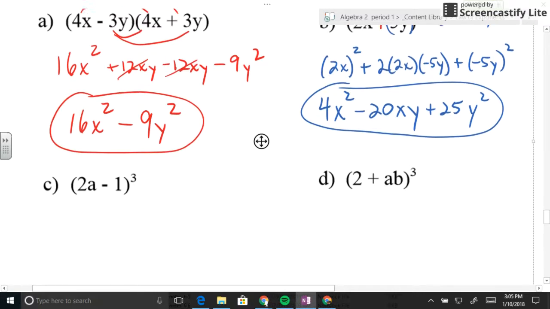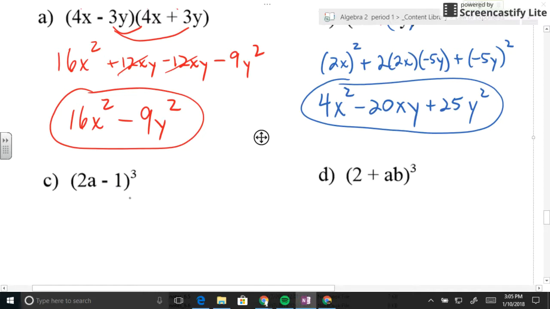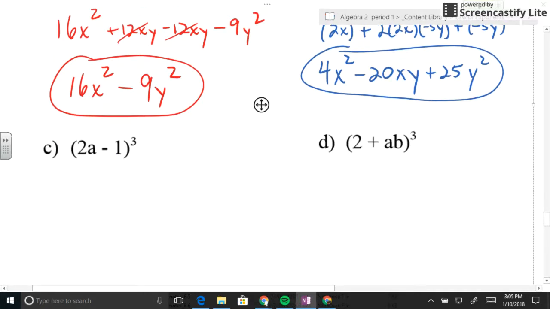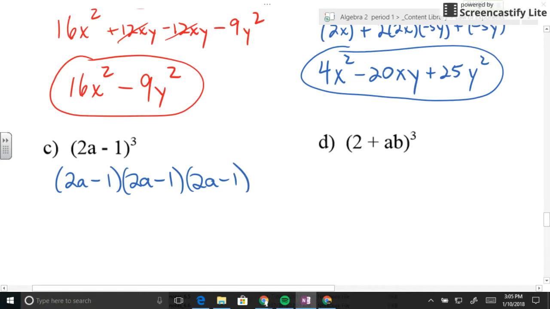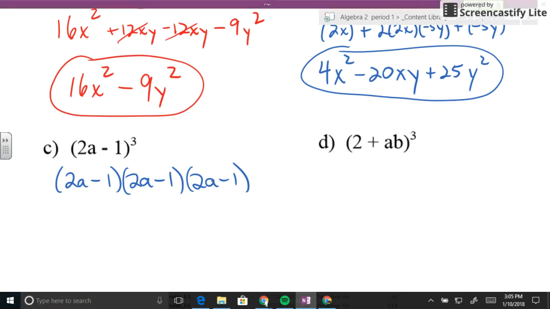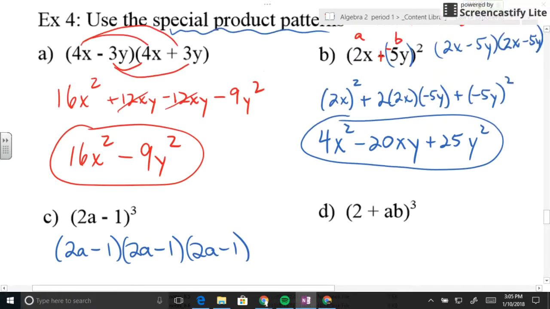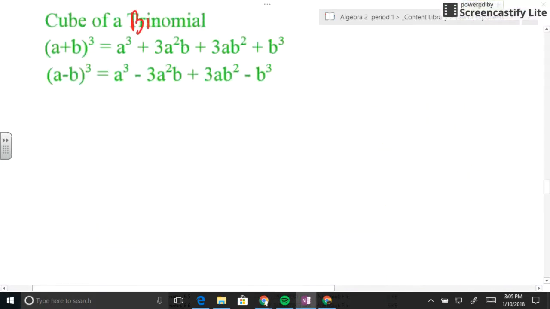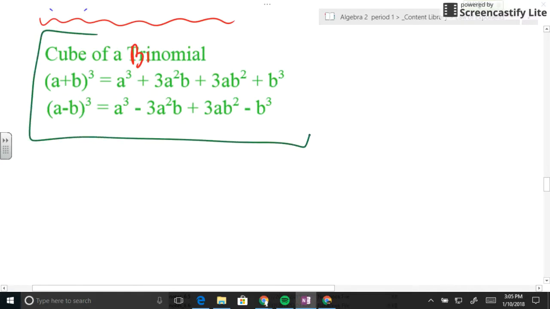So let's try the next one. 2a minus 1 in parentheses cubed. What that really means is 2a minus 1 times 2a minus 1 times 2a minus 1. And you saw in the last video how you can FOIL the first two and then take that answer and distribute the third one and overall get your answer, which is fine. Or, since this is a binomial cubed, we can go up to this previous page and look at how we cube a binomial. So if there's a plus sign, it looks like this. If there's a minus sign, it looks like the bottom one.